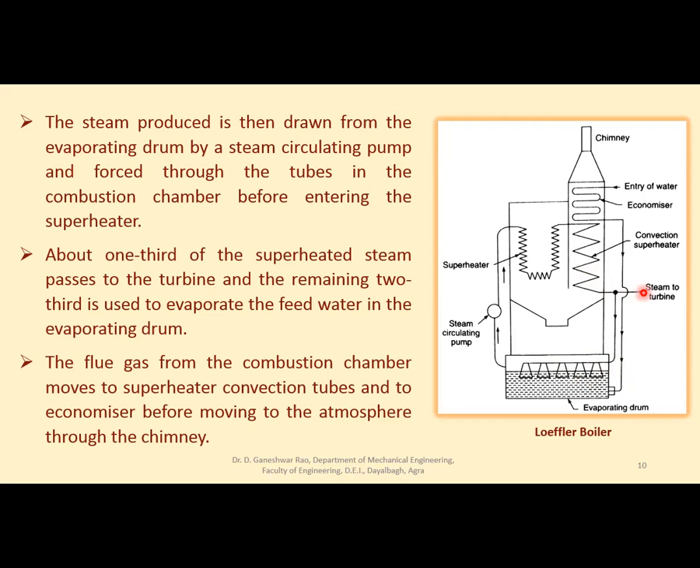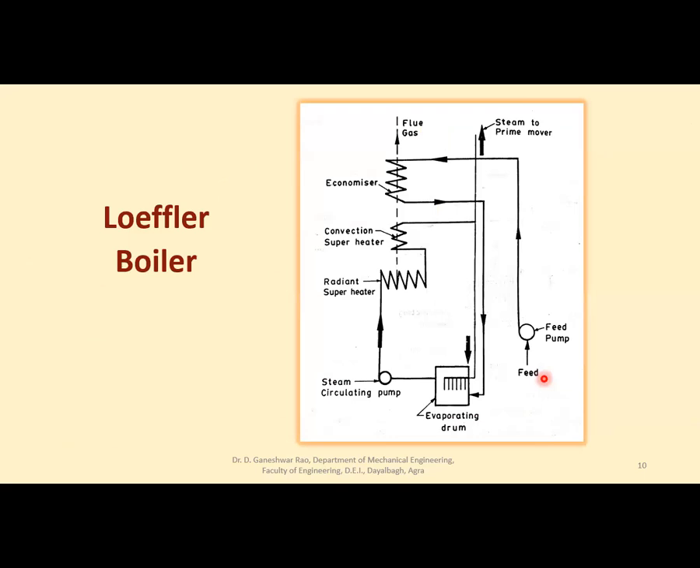So in this way, flow of water into the tubes is avoided and that deposition is avoided. In this way, the Loeffler boiler is much better than the Lamont boiler, although it is a bit complicated, because initially in this evaporating drum, the entire water is to be converted to steam through the steam itself. You can see through this circuit diagram also, this is the feed water going into the economizer, entering the evaporating drum through the circulating pump, radiating superheater, convection superheater, and 1/3 to the prime mover, 2/3 to the evaporating drum, right? So this is what I explained in the previous slide also. I hope you have understood.